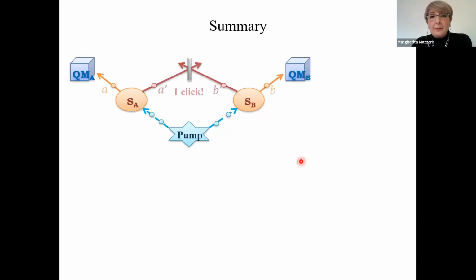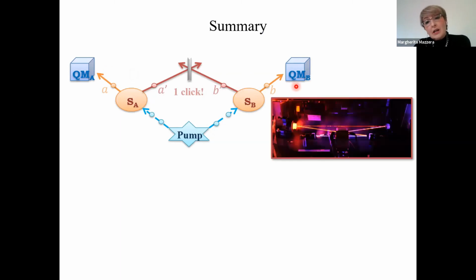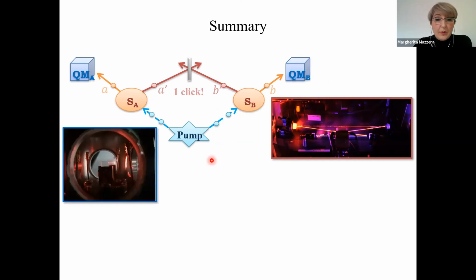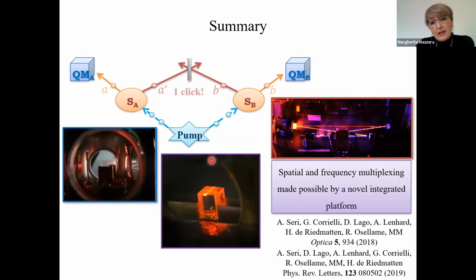Now, to wrap up, I have talked to you about a specific protocol for the realization of quantum repeater based on multimode sources of entangled photons and multimode memory. And I have shown you our efforts towards the realization of these multimode sources and multimode memories. But most of all, I have demonstrated that thanks to the integration into waveguide structures, we can achieve spatial and frequency multiplexing that wouldn't be possible in a bulk demonstration.